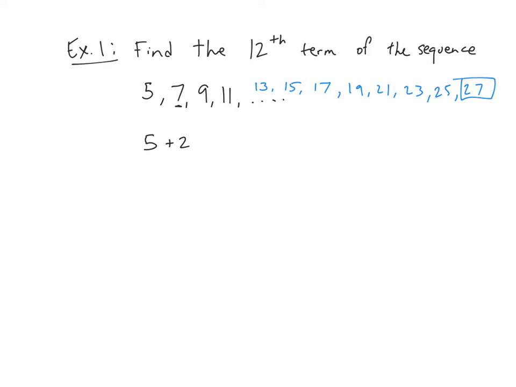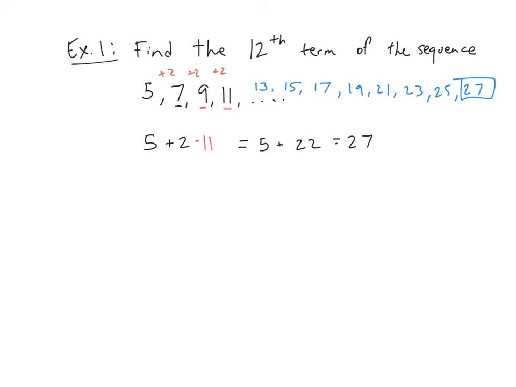So to get to the second term, I added 2 one time, right? To get to the third term, I had to add 2 twice. To get to the fourth term, I have to add 2 three times, right? So to get to the 12th term, I had to add 2 eleven times. Or we could just say 2 times 11 is the amount that we're adding. So 2 times 11 is 22. 5 plus 22 makes 27.